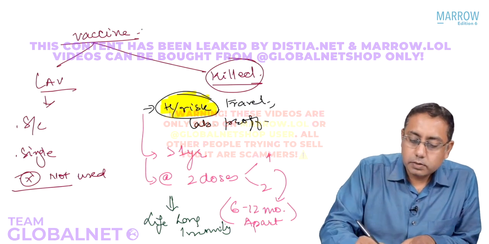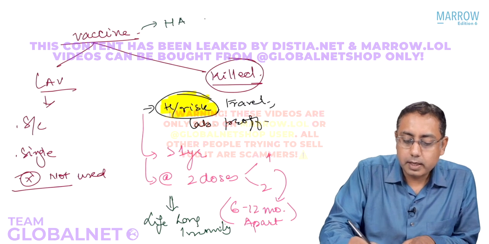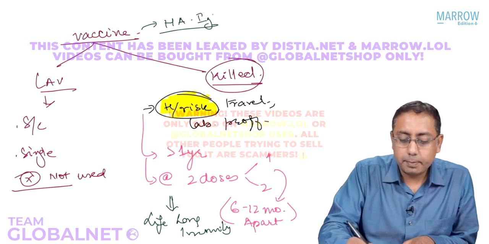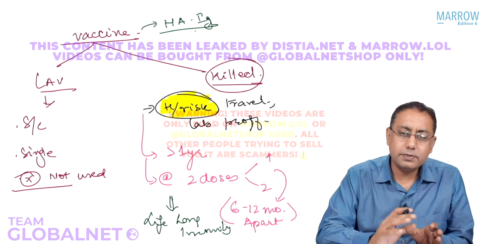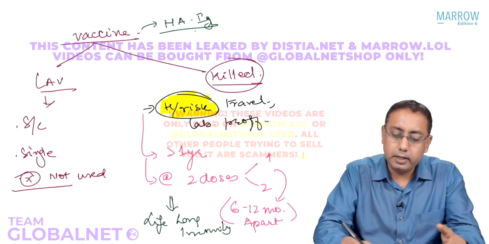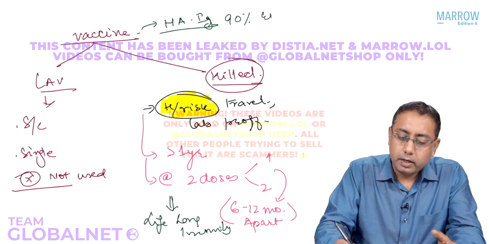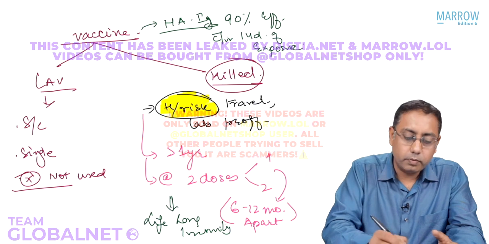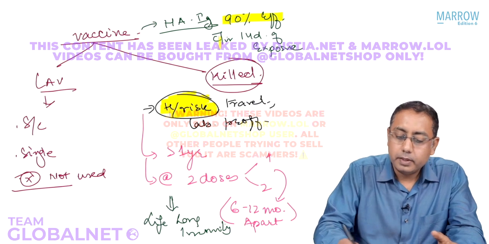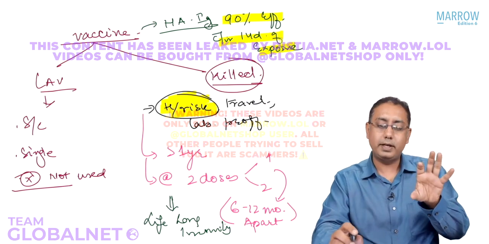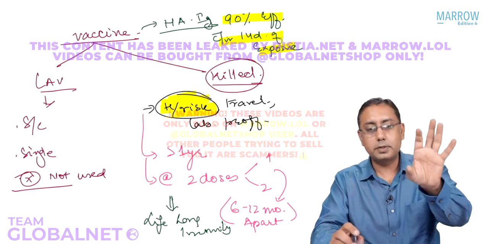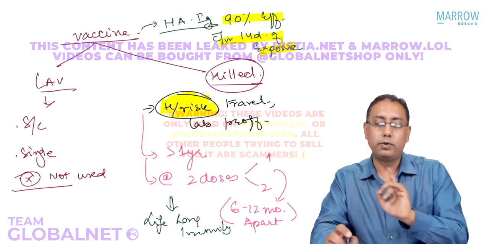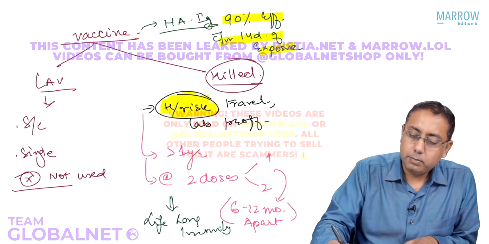Also, beyond this, we also have a hepatitis A immunoglobulin. This hepatitis A immunoglobulin is very effective. It is up to 90% effective if it is given within 14 days of exposure. So that was an MCQ in one of your exams previously: how much is the effectiveness of hepatitis A immunoglobulin? 90% effective if given within 14 days.